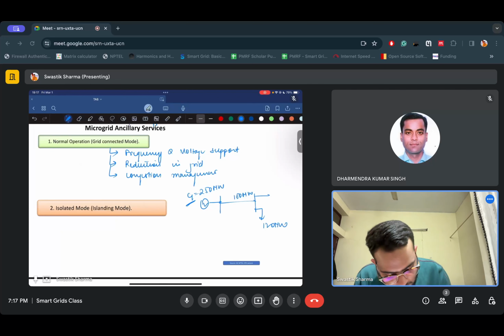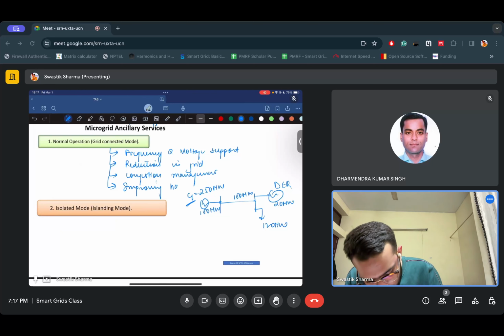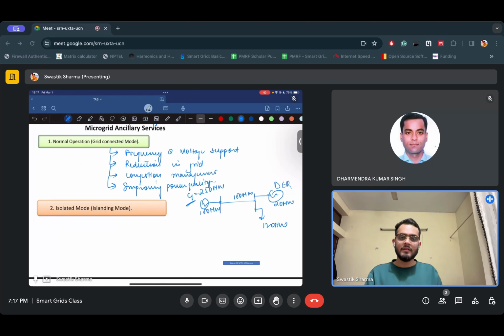So what you can do is connect a DER, make this a microgrid, and this DER can supply power to this grid. So it can supply the remaining 20 megawatt. Sorry, 20 megawatt. So it can be used for congestion management as well. Third, since you are providing frequency and voltage support, you are also improving harmonics, power quality, let's say. Right? So your overall power quality will also increase.